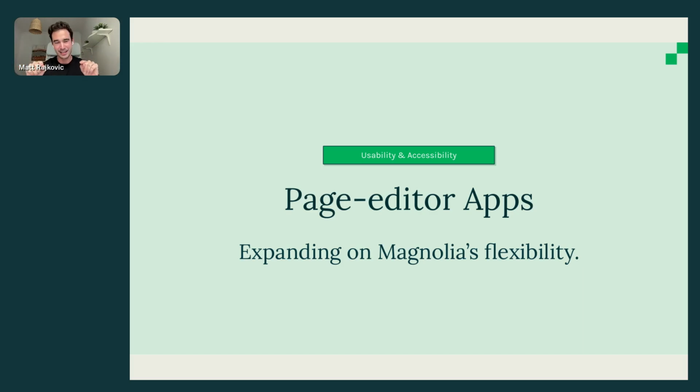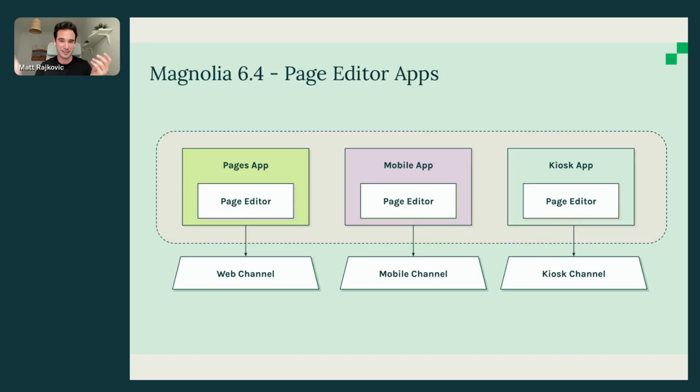The next topic on the line is something that you have been asking for a lot previously, and with 6.4 we are bringing it in. It's page editor apps, which is expanding on Magnolia's flexibility. Page editor apps is nothing else than just the possibility to use a visual editor in any content app that you like. Previously, visual editor, the signature feature of Magnolia, was only tied to the Pages app.